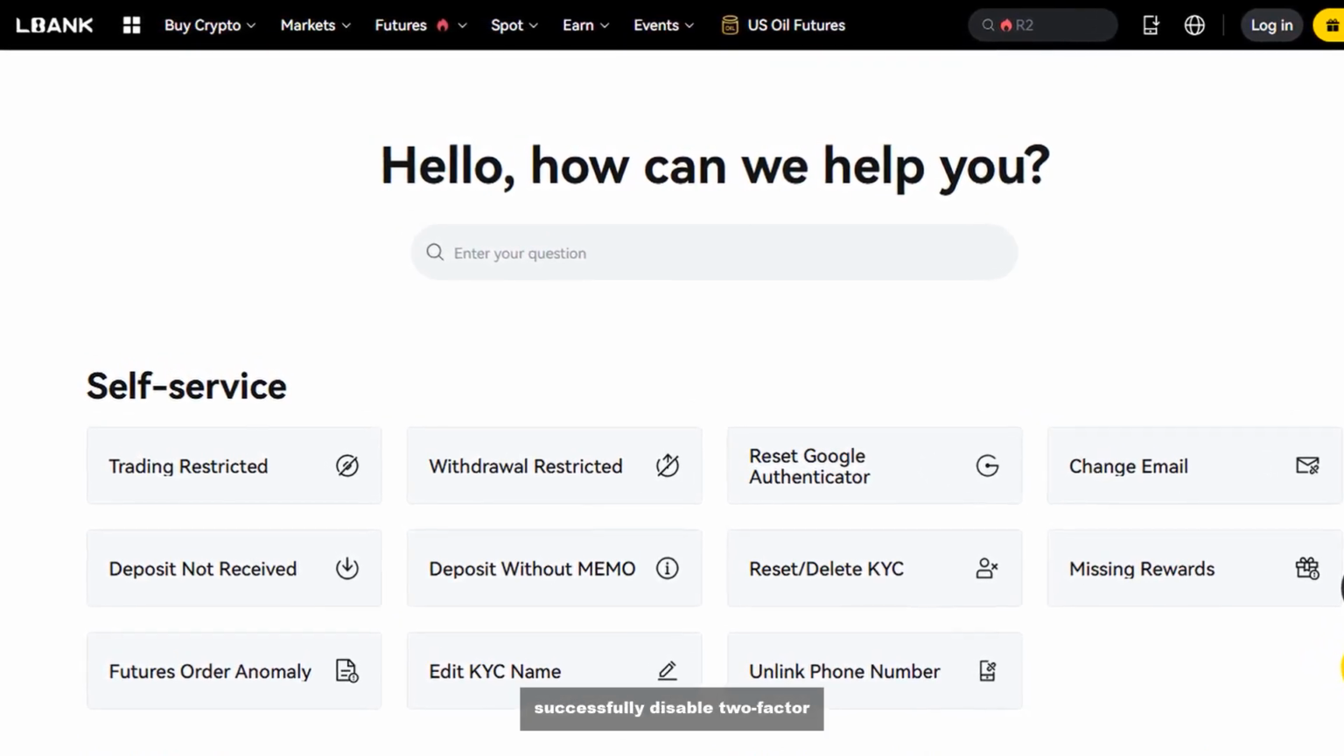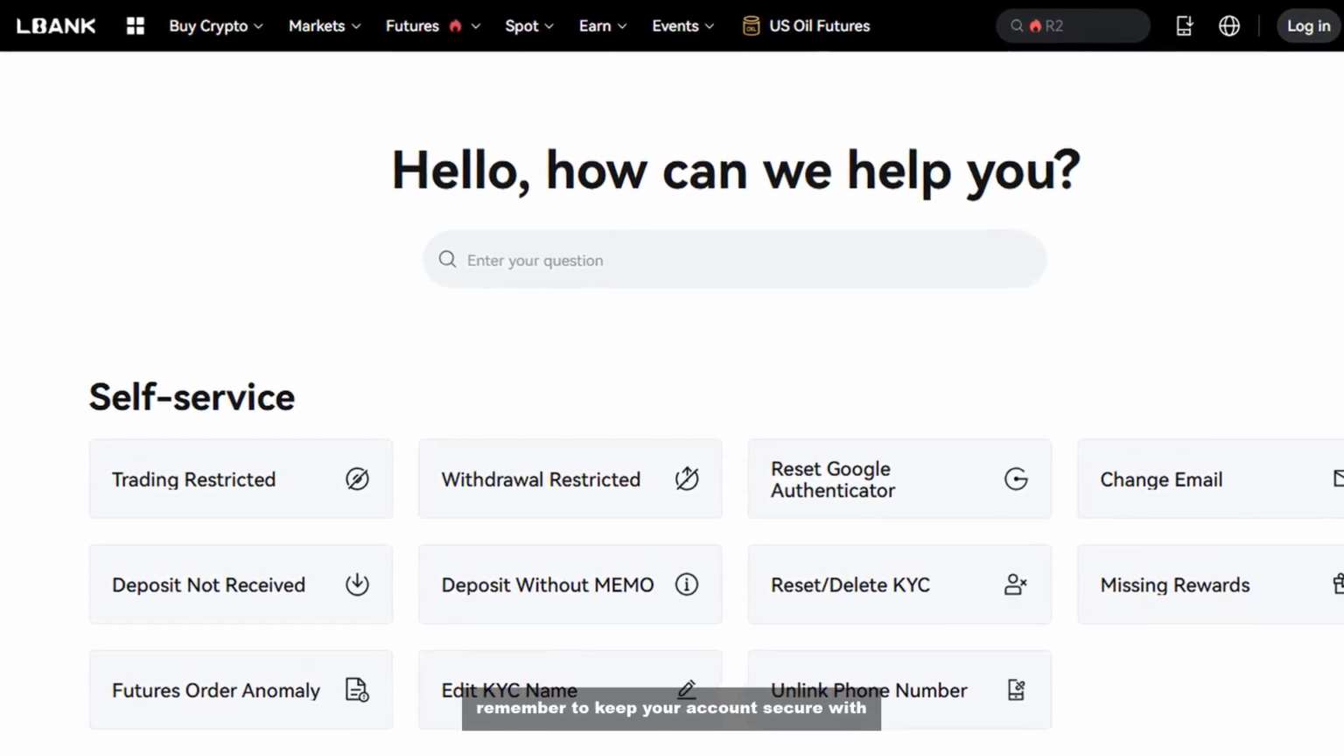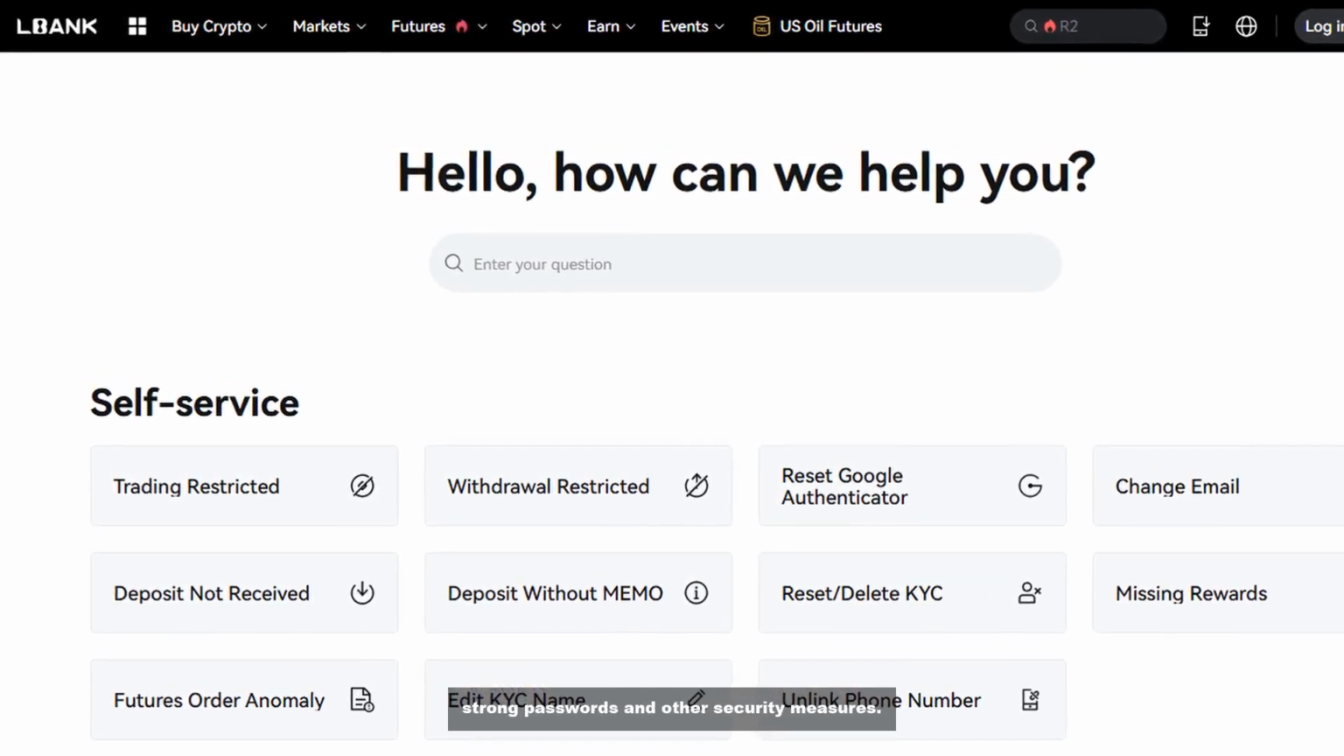By following these steps, you can successfully disable two-factor authentication on your LBank account. Always remember to keep your account secure with strong passwords and other security measures.